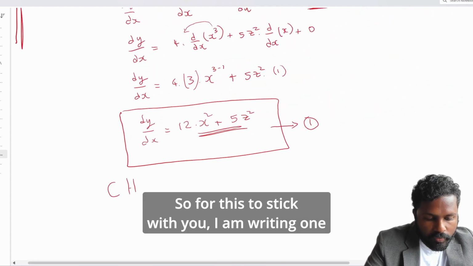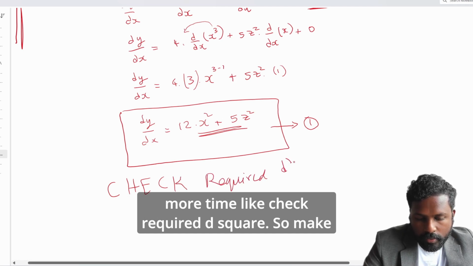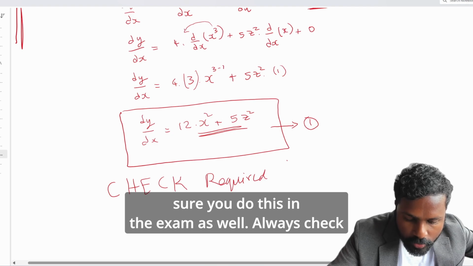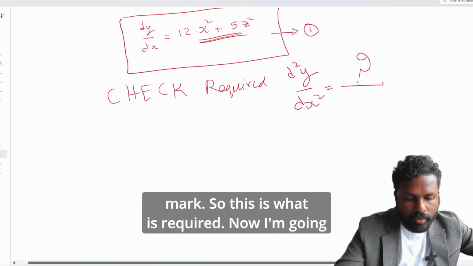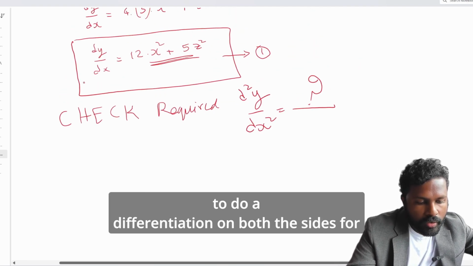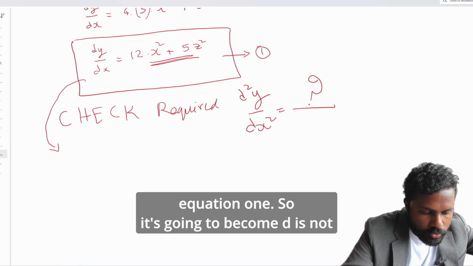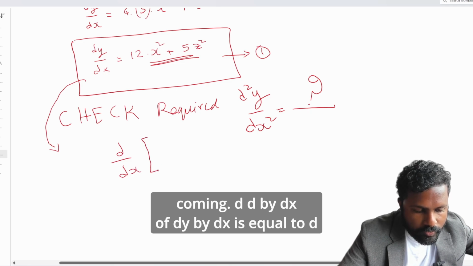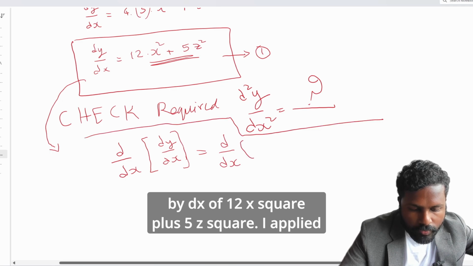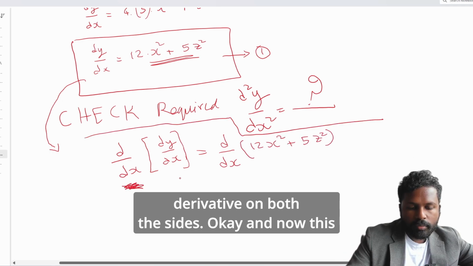Okay. So for this to stick with you, I am writing one more time, like check required d square. So make sure you do this in the exam as well. Always check your d square y by dx square is equal to question mark. So this is what is required. Okay. Now I'm going to do differentiation on both the sides for equation 1. Okay. So it's going to become d by dx of dy by dx is equal to d by dx of 12x square plus 5z square. I applied derivative on both the sides.